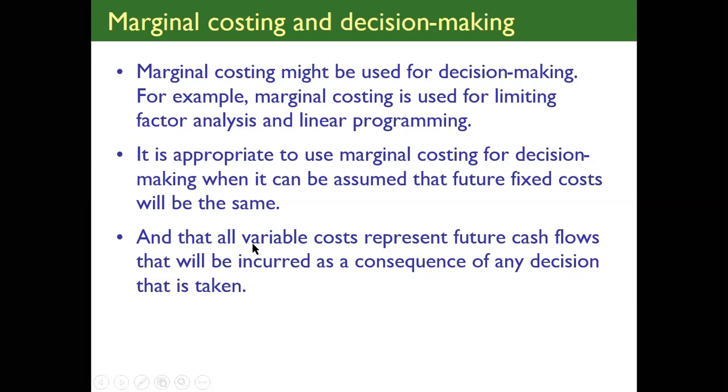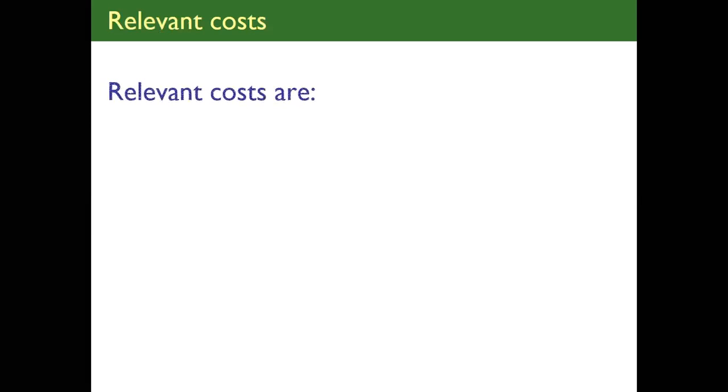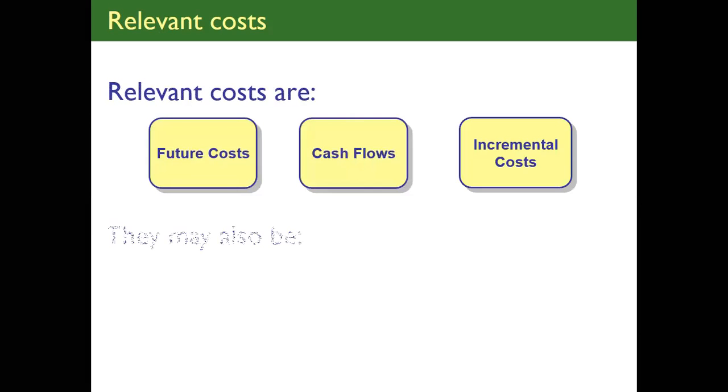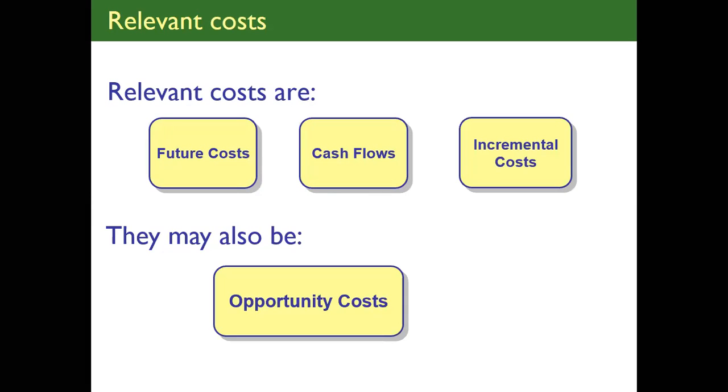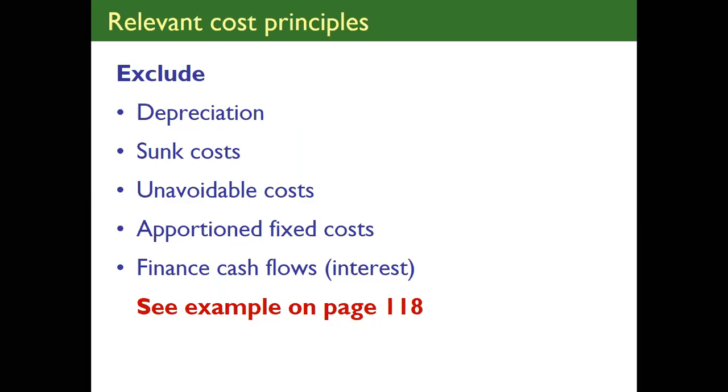I have to buy material, that's a variable cost. I have to pay more for labor for making one more table, that's a variable cost, and that I should consider. So relevant costs are future cost, cash flows, incremental, but they may also be opportunity cost. Like we said that opportunity cost is also a relevant cost. We exclude depreciation. It's a non-cash thing. Sunk cost, it is past cost. Unavoidable cost, it is my committed cost. I have to pay it. So it's not relevant.